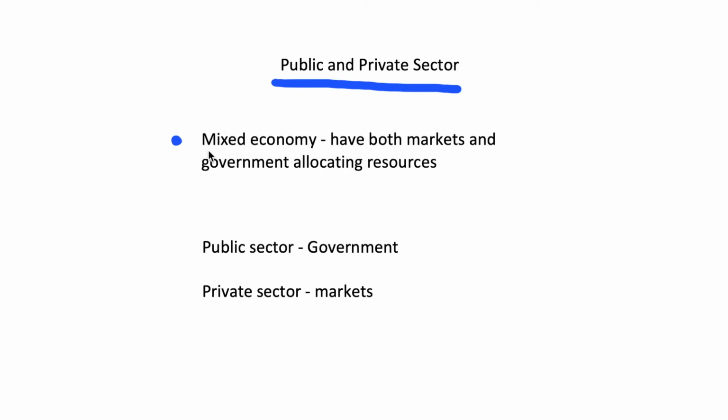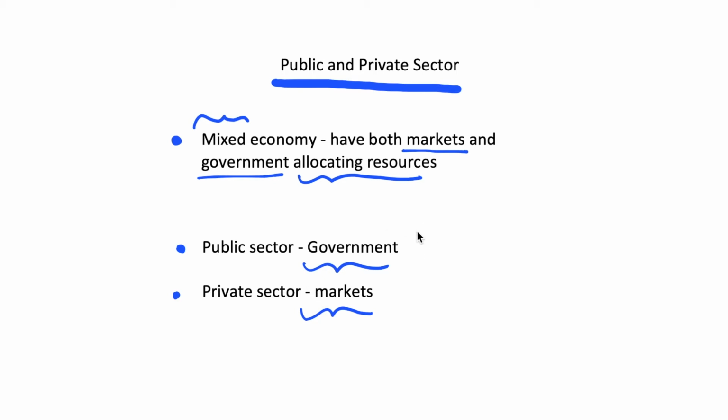So we tend to have a bit of both with a mixed economy, where we have both markets and the government, and a combination of the two is going to decide how we allocate our resources. This mix of the two types of pure economy is what gives us our two different sectors: our public sector, which is where our government is allocating resources, and our private sector, which is where the markets are allocating resources. As I said, most economies are mixed economies, in fact almost all are.